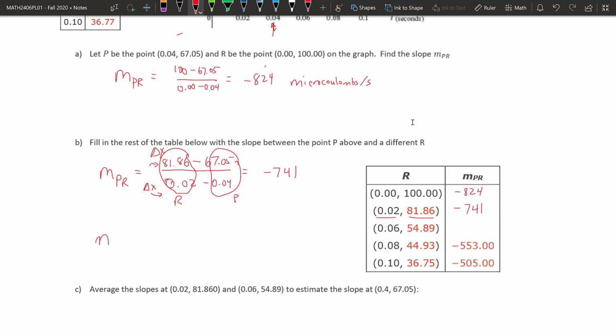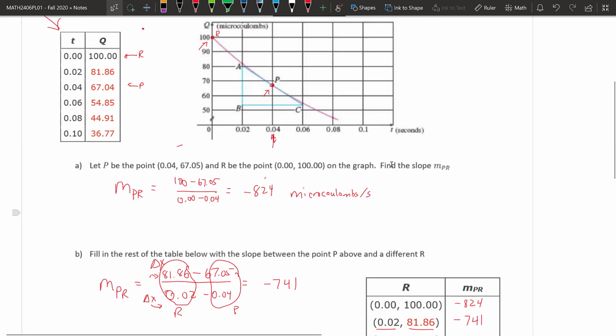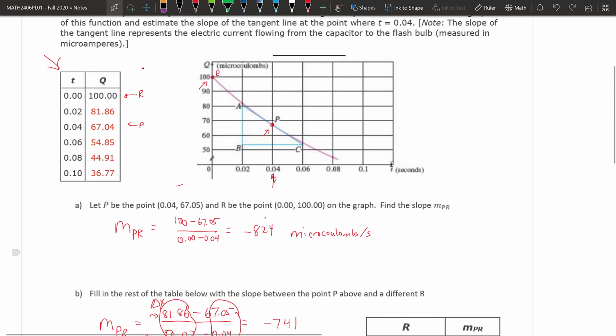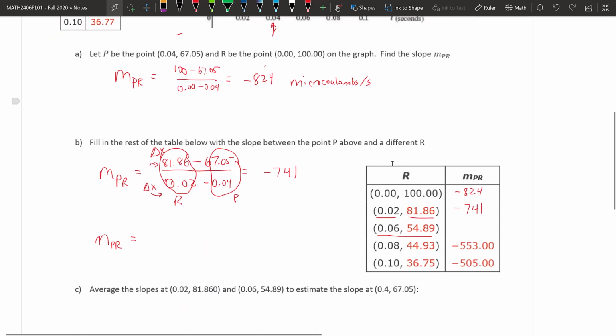Now what if I change R one more time? What is the slope between the points P and R if R is this point now? Now what if this right here was my R? That's the point 0.06, 54.89. So 54.89 minus 67.05, because it's still the same P, and then 0.06 minus 0.04. You subtract the top, subtract the bottom, and divide. I actually get negative 607.5.